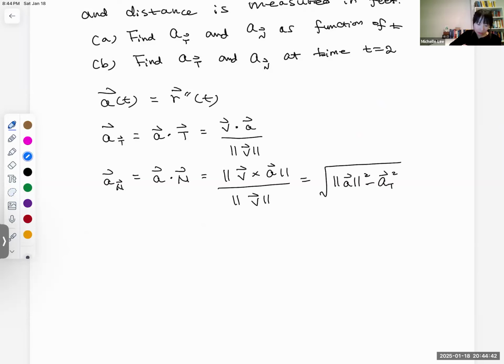So let's make a little bit different coloring, right? Okay. All right.